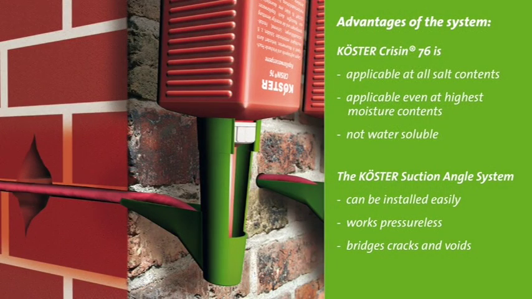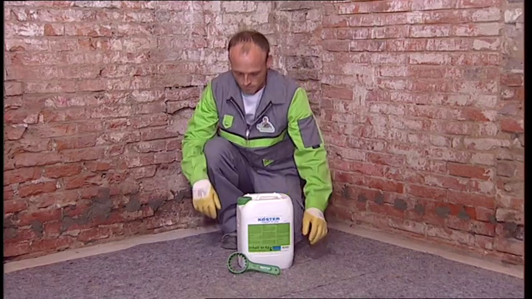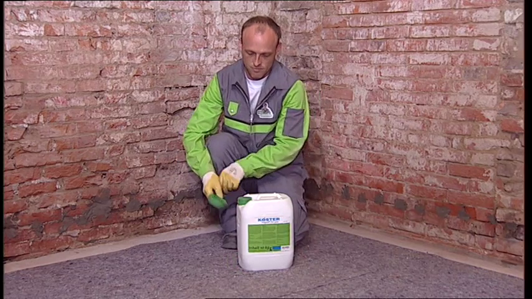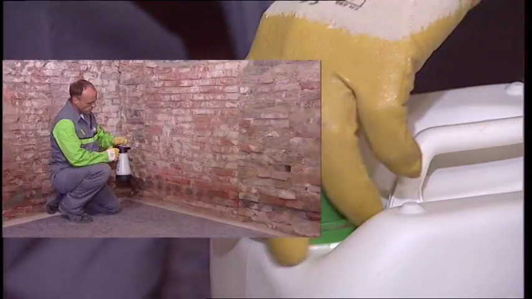The Koster 76 system is applicable independent of the water and salt content of the wall. It can't be diluted in water and will not rot. The Koster suction angle system is simple and easy to install, and thanks to the pressureless injection, distributes the material evenly and without loss in voids or cracks. The wall is treated with Koster Polysil TG500 along its base to solidify the masonry and lock in the salts.